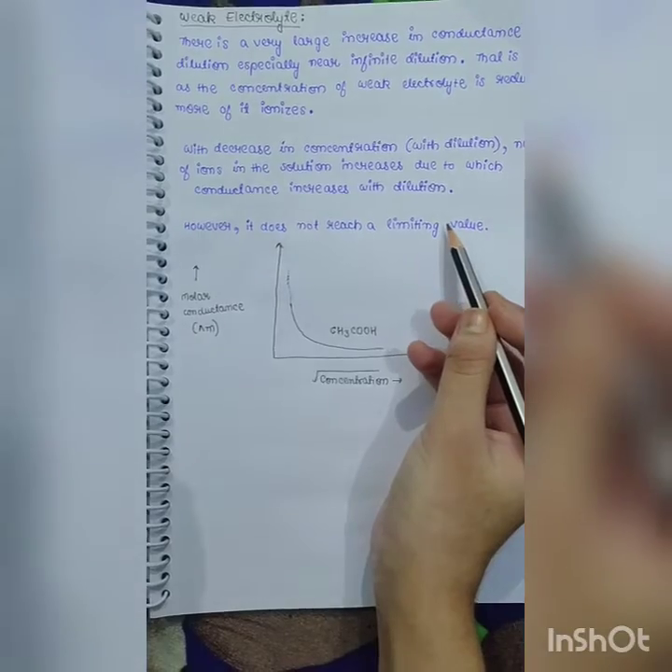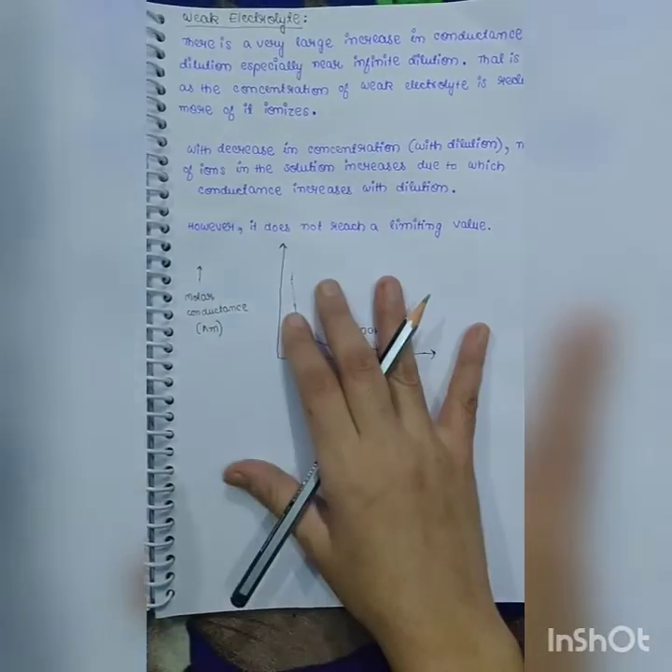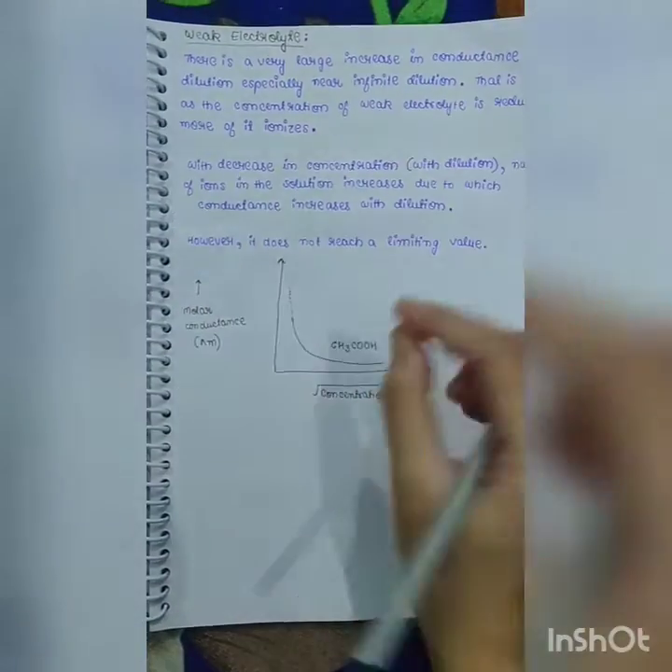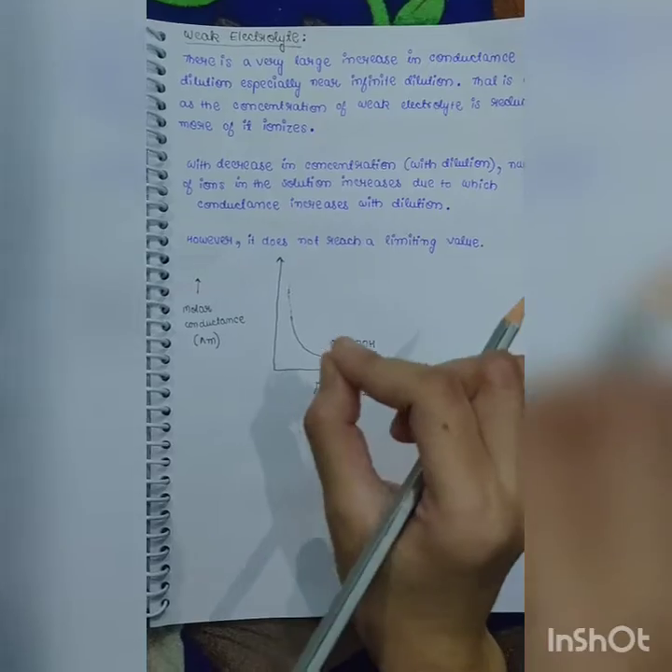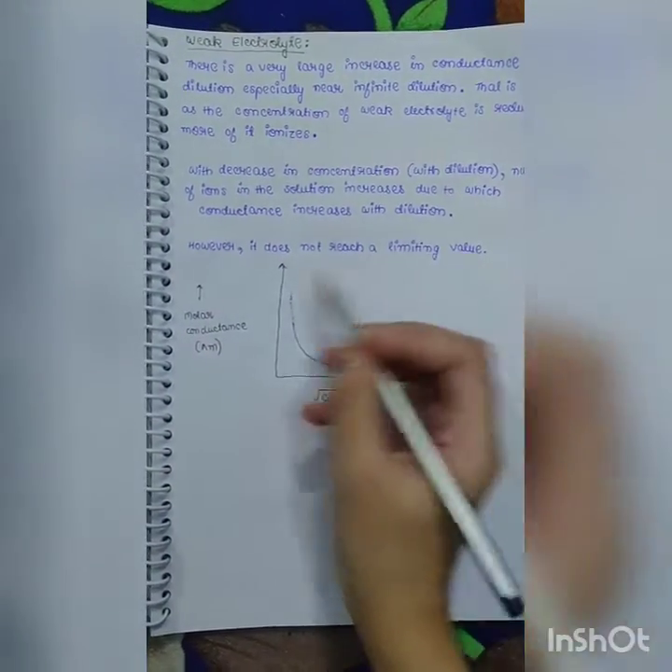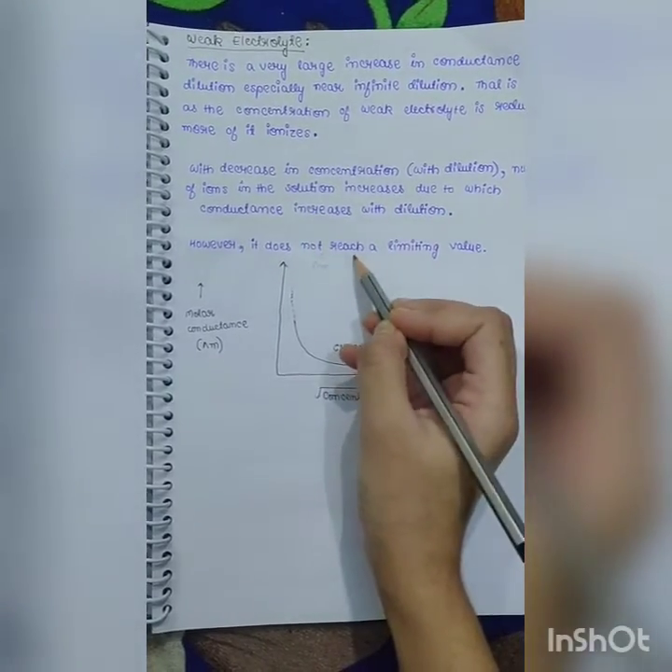But it does not reach a limiting value, because a weak electrolyte is never 100% ionized, or we can never have infinite dilution in this case. Some amount of acetic acid will remain in the water because it is never completely dissociated, so it will never reach limiting value, और molar conductance at zero concentration, molar conductivity at infinite dilution.